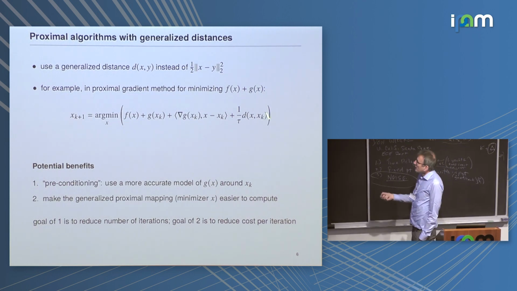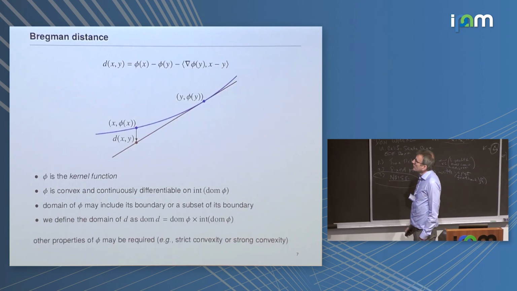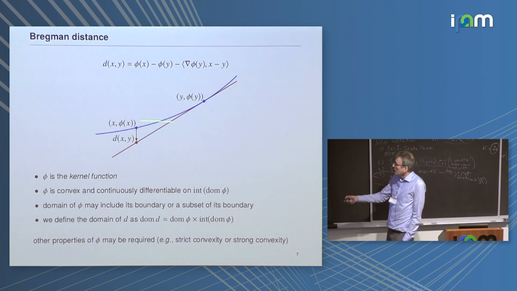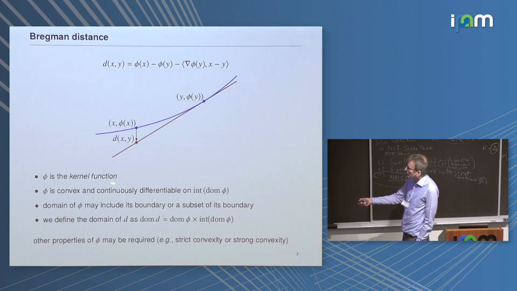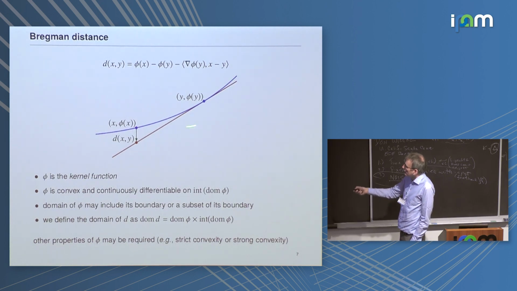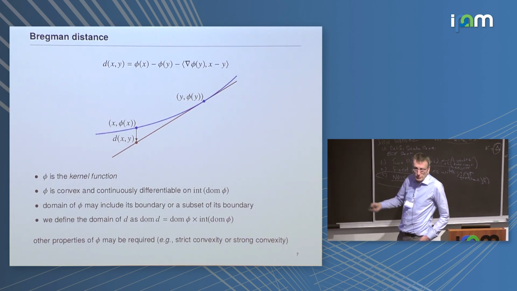So d here is a generalized distance. So Bregman distance is defined like this. You take a kernel function phi, a convex function phi, generates a Bregman distance, and the Bregman distance generated by a kernel function phi is the difference between the value at a point x and then the linear approximation at y. So that's the definition of a Bregman distance, generated by a convex kernel function phi.